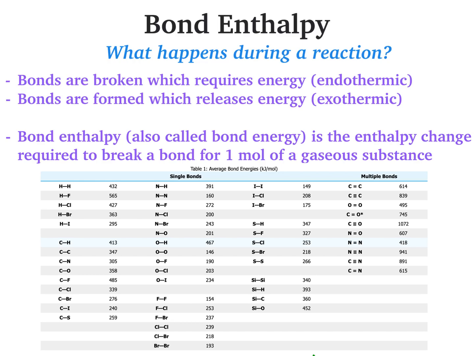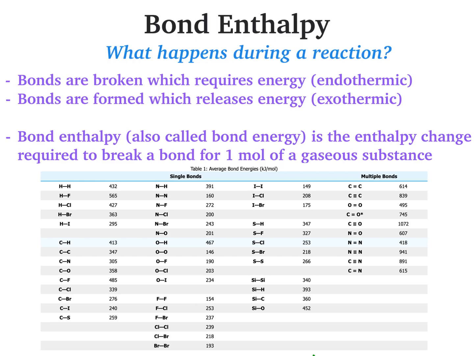So what we can do is use this table of values down here that has a bunch of average bond energies, bond enthalpies, okay, for certain bonds, and we can use these bond enthalpies in order to calculate delta H reaction, very similarly to what we did with standard enthalpies of formation. But what these numbers are is that this, for example, 432 kilojoules per mole, is the enthalpy change required to break a bond of 1 mole of H-H, of an H2 bond. And you can see here that this is for a bunch of different bonds that might be in molecules.